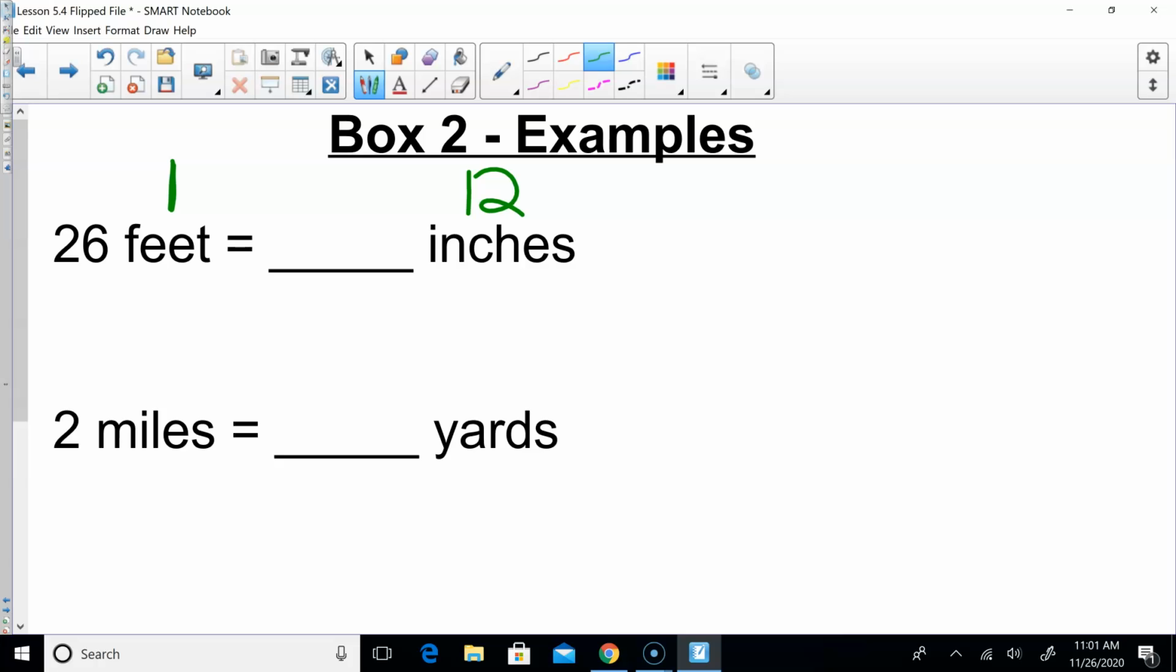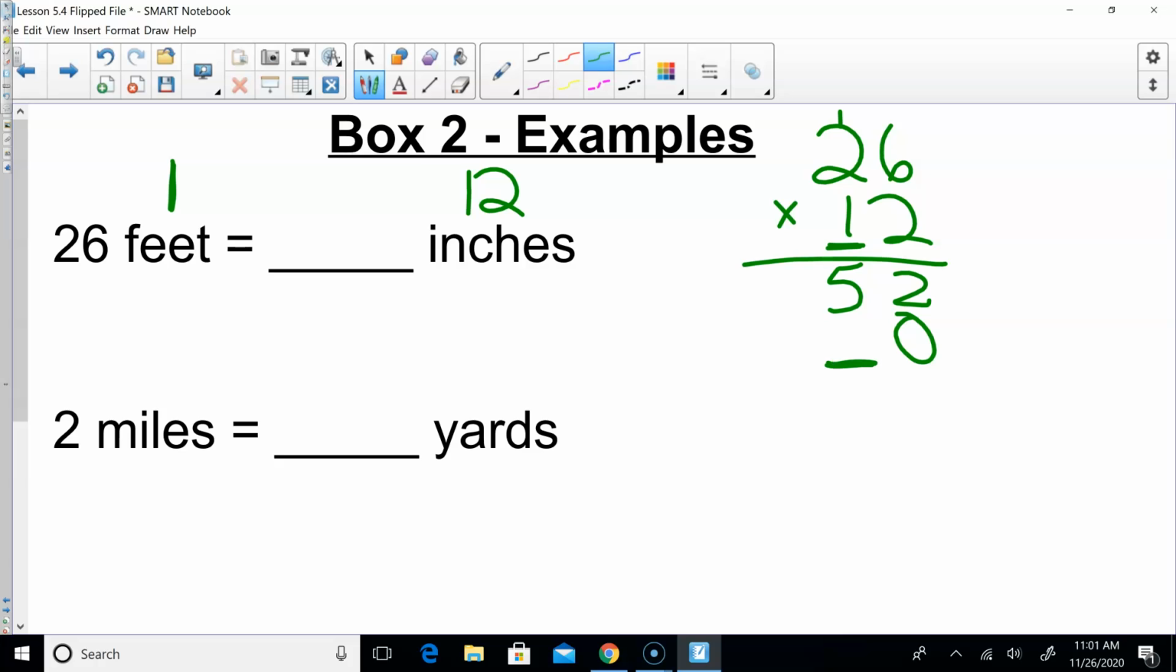So 26 feet would be 26 groups of 12. So we'll go 26 times 12. We'll do it the partial products method. 2 times 6 is 12, so 2, carry the 1. 2 times 2 is 4, plus that 1 is 5. I start with the tens, so that means I put a 0 in the ones and start right here. 1 times 6 is 6. 1 times 2 is 2. And add those numbers up, and I get there are 312 inches in 26 feet. So we have that for our problem right there.